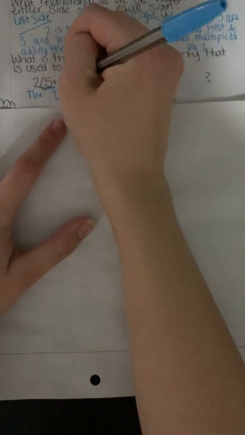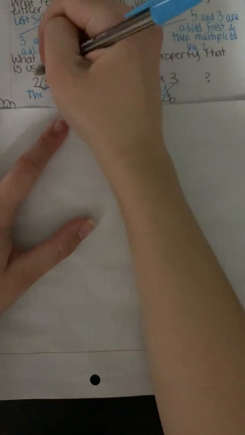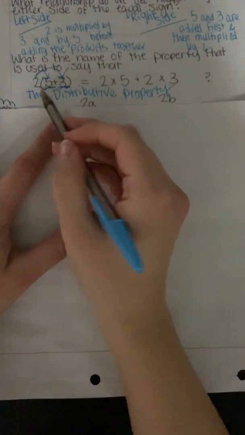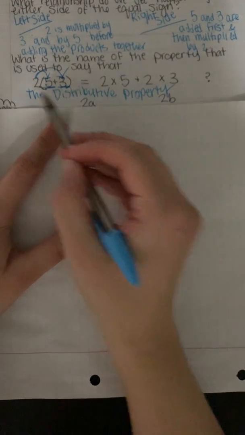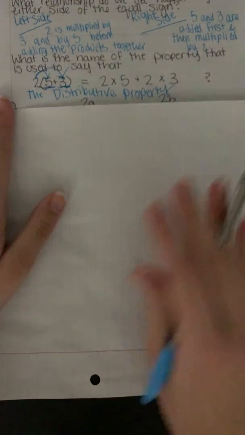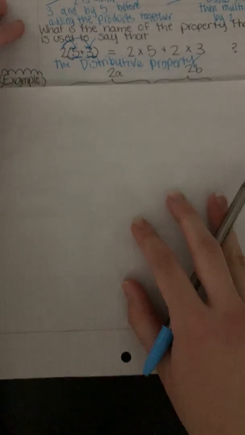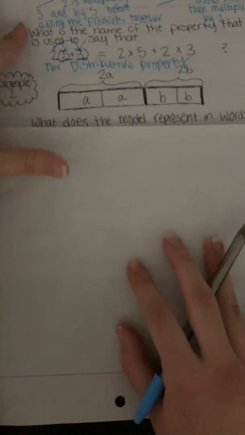So the 5 is a term, the 3 is a term. We're going to distribute the 2 to the 5. So we're going to do 2 times 5, and we're also going to do 2 times 3. All right. Example 2, we have another model.